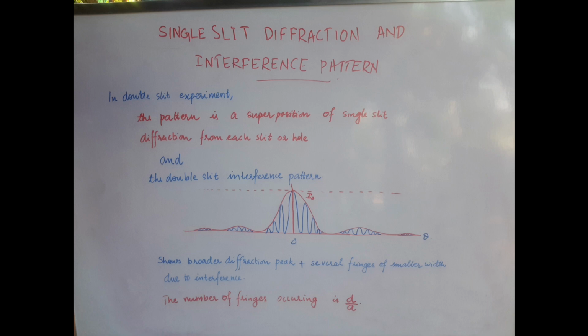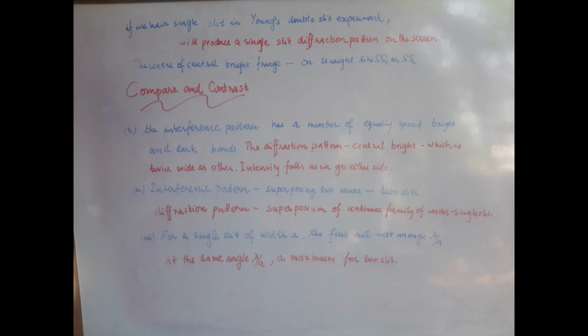The number of interference fringes occurring in this broad diffraction peak depends on the ratio d by a. That is, d means the distance between two slits and a means the width of the slit. In the limit of a becoming very small, the diffraction pattern will become very flat, and we will observe the two slit interference pattern. That means the same interference pattern you can see when we approach the limit where a becomes very small.